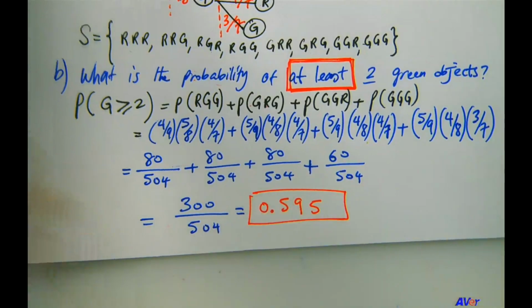Okay, rounding the answer to 3 decimal places. I hope this is making sense. Once you have the tree diagram, the rest is easy.